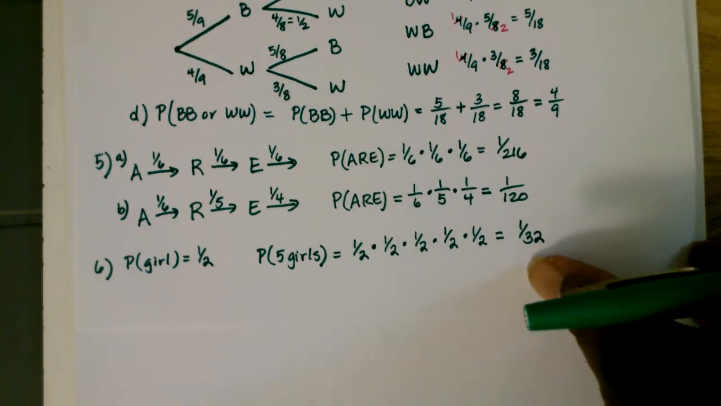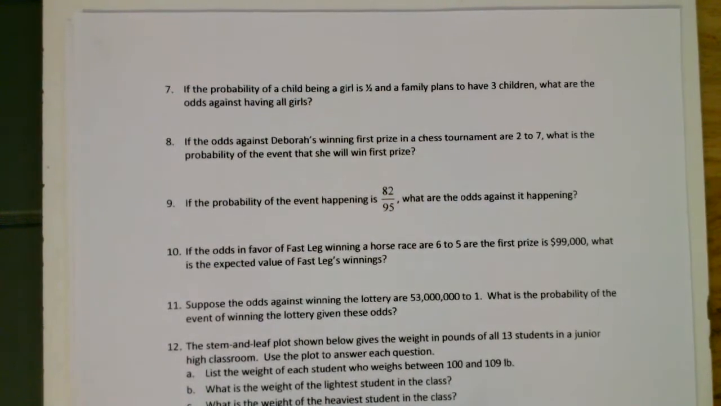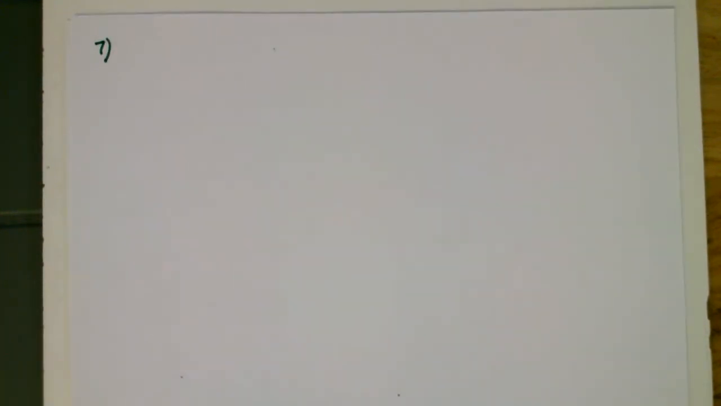All right, problem number 7. Number 7 is this. If the probability of a child being a girl is 1/2, and the family plans to have 3 children, what are the odds against having all girls? Well, let's first find the probability of having all girls if there are 3 children that the family wants.